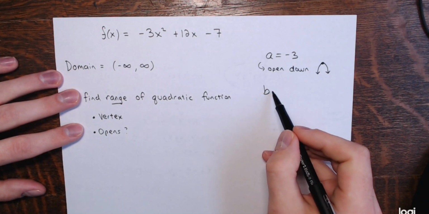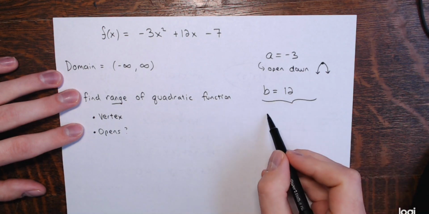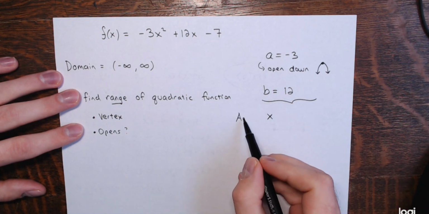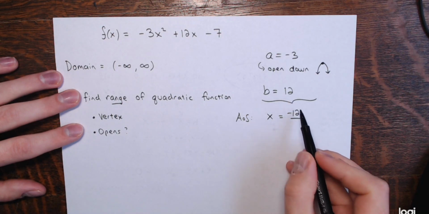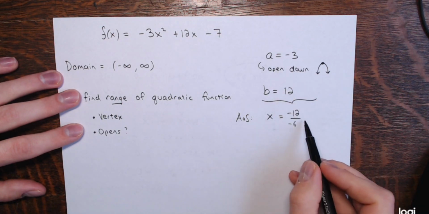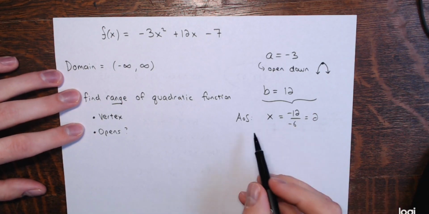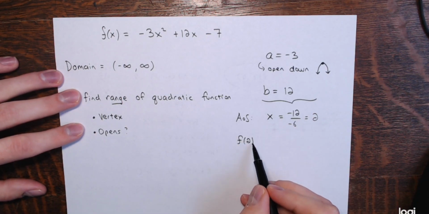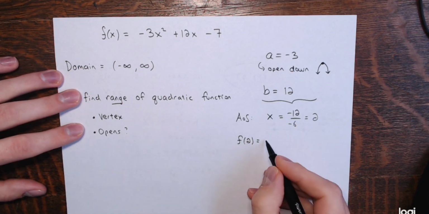All right, now the value of b is positive 12. Then we can use this to find the axis of symmetry, AOS, equals the opposite of b, negative 12, divided by 2a, which is negative 6, that's positive 2. There's the x value of the vertex. I plug that in to get the y value of the vertex. All right, now f of 2 would be 5.